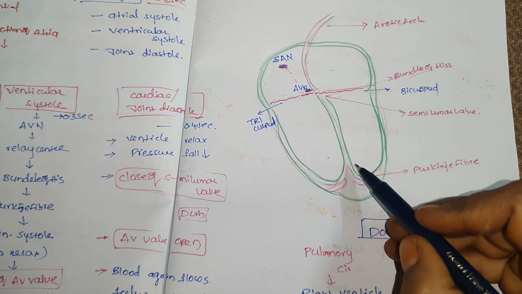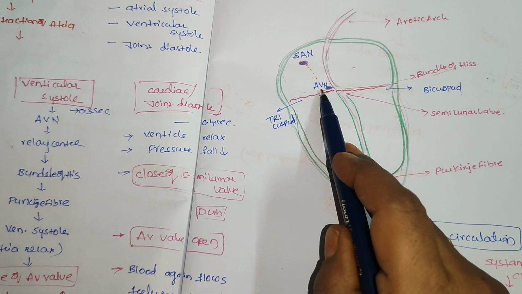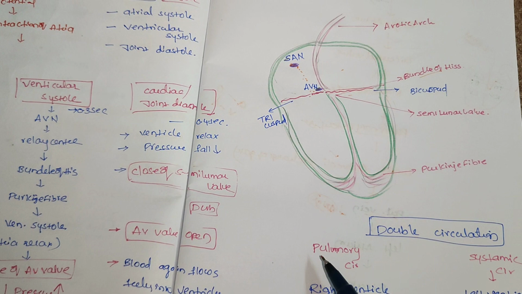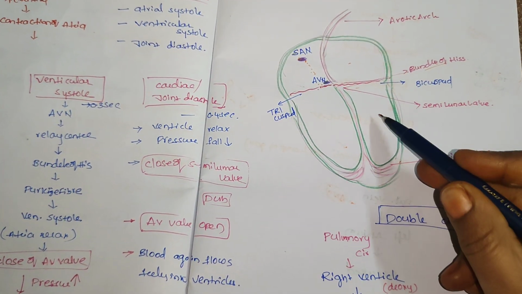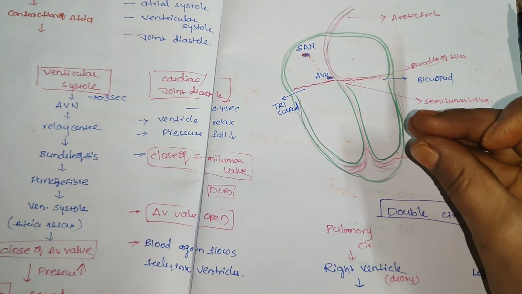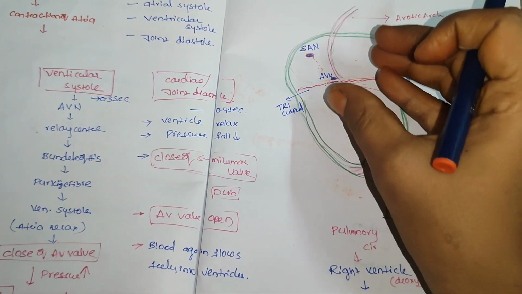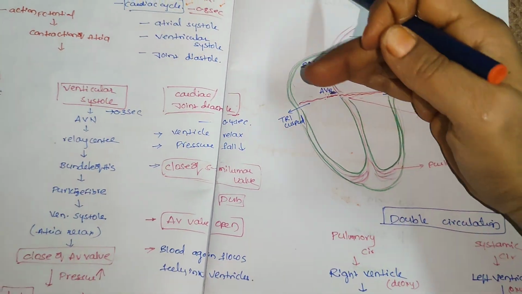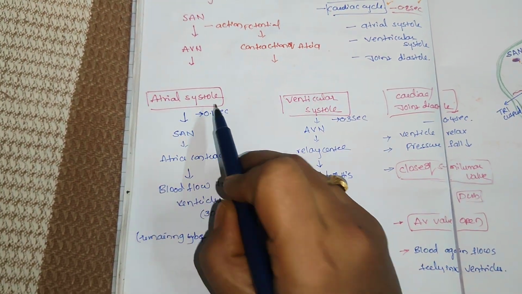It creates the impulses for the systolic and diastolic pressure. SAN to AVN, AVN to bundle of His to Purkinje fibers. This is the sequence. By this, the pressure increases and decreases. Due to this pressure, there are contractions and relaxations. Due to the systole and diastole, the blood is pumped from atria to ventricles, and ventricles to body parts. That is the sequence. Here we have to observe first atrial systole.